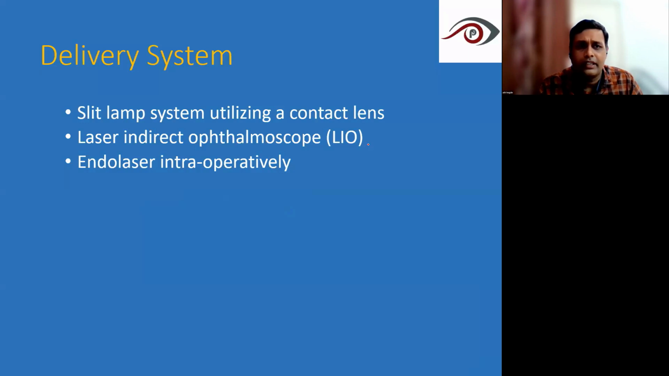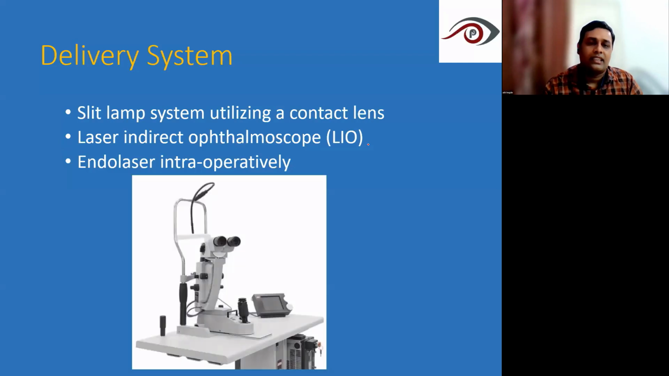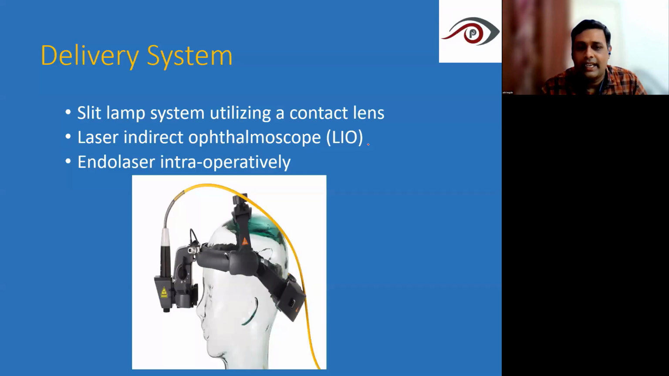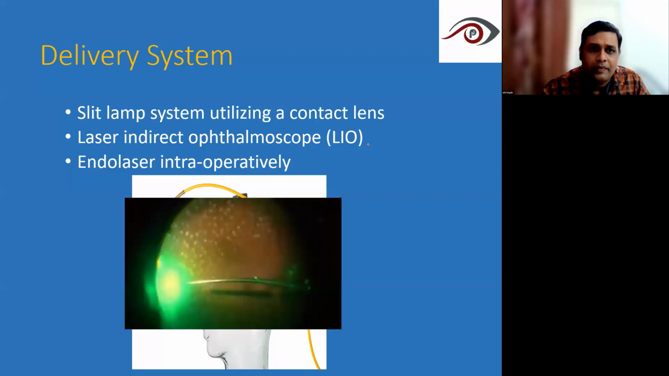Similarly, there are mainly different delivery systems which are present. So nowadays, I most commonly do the slit lamp system using the contact lens. Another option is the laser indirect ophthalmoscope, which we especially do nowadays for ROP. And if there's a dense cataract and all, we try to do it with the laser indirect ophthalmoscope. And we also do the laser intraoperatively by using the endo laser.